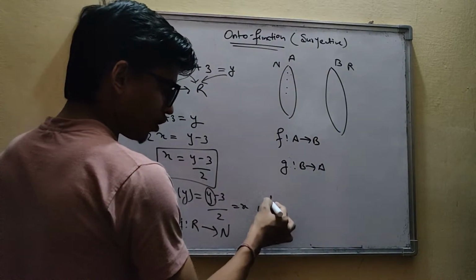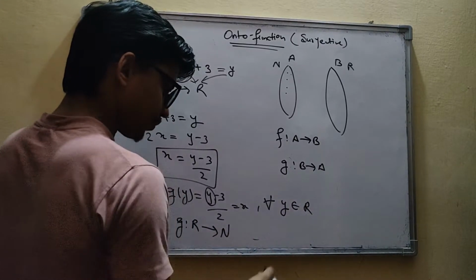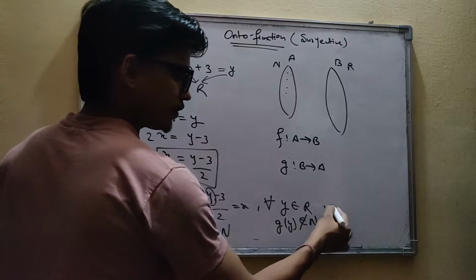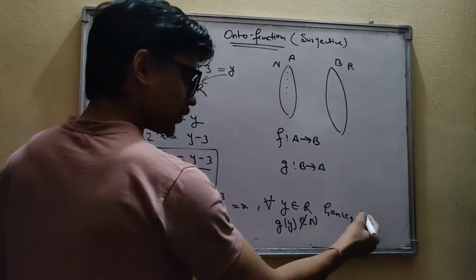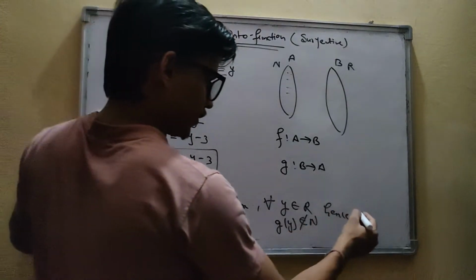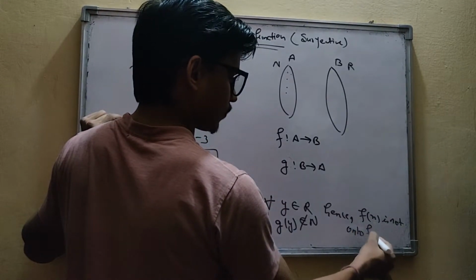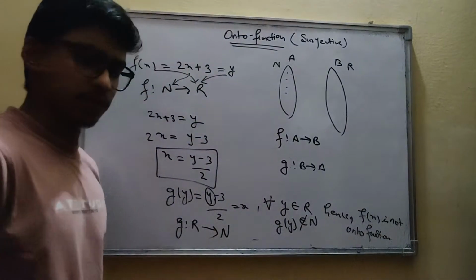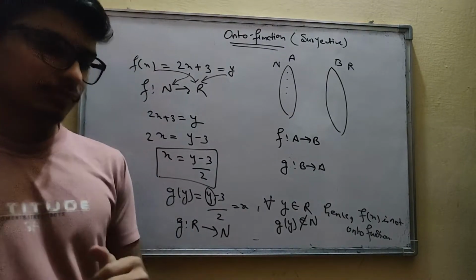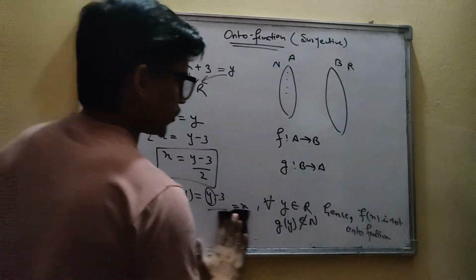Now, for all y belonging to R, g(y) does not belong to natural numbers. Hence, this is for g(y), so this implies for f, hence f(x) is not an onto function, right? So this is what it means by onto functions, right? Let's have some more examples, and after taking several examples, you are going to understand what onto functions mean. So this is how you can do this.